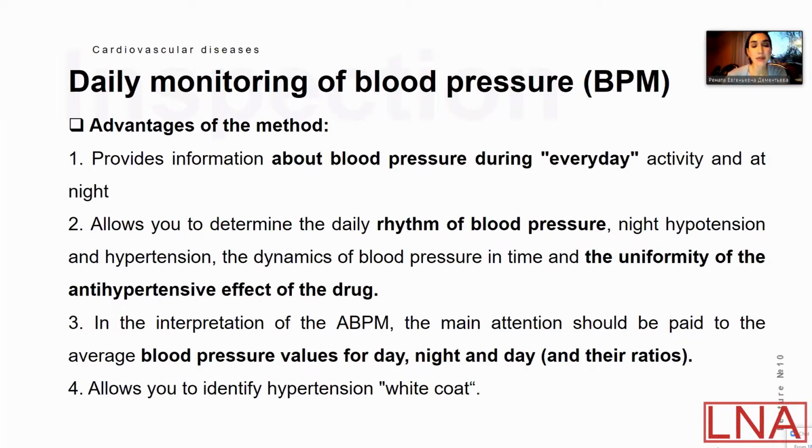It allows you to identify white coat hypertension. Also, you will use it to exclude white coat hypertension. It's a special type of hypertension where the patient has a high level of blood pressure only during contact with the doctor.